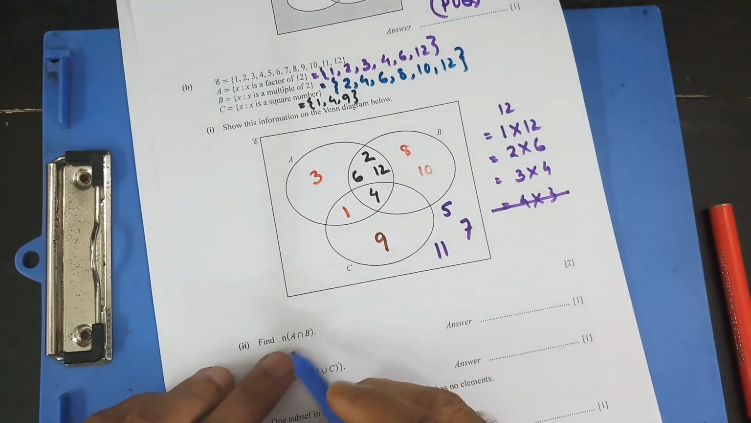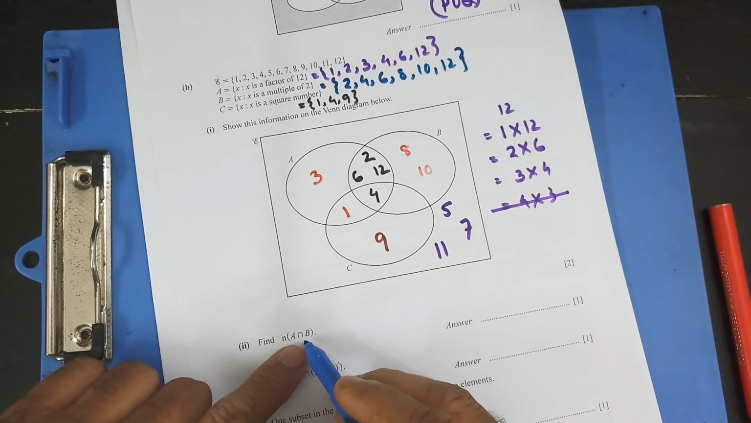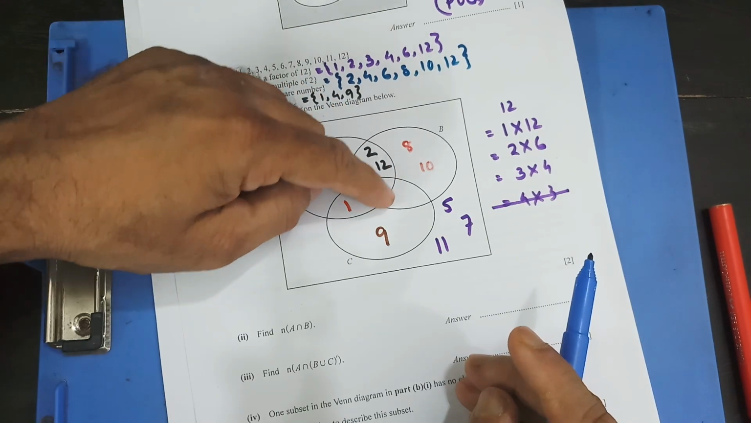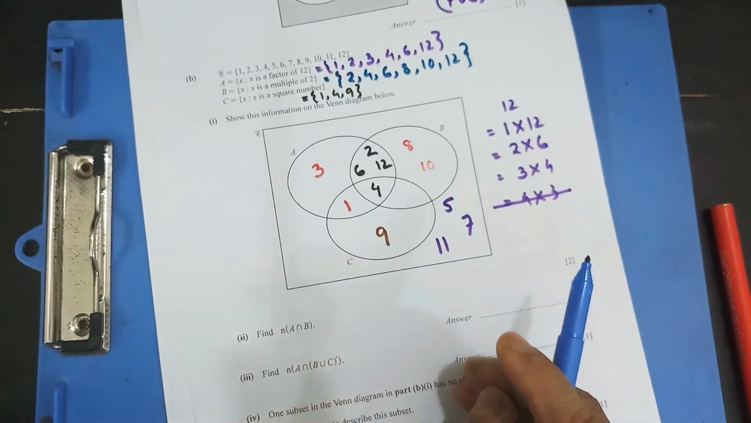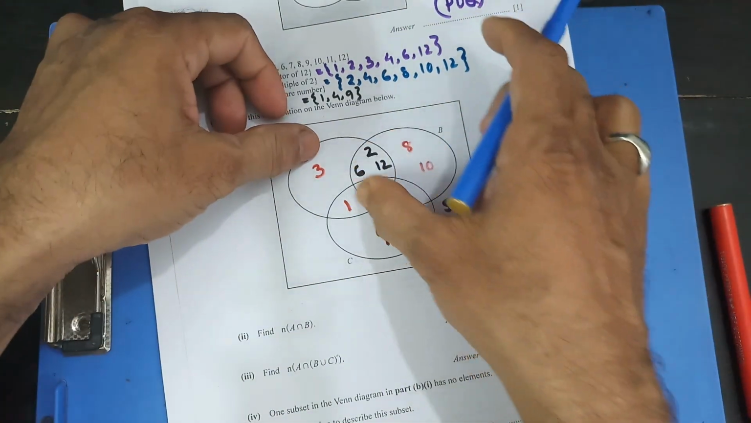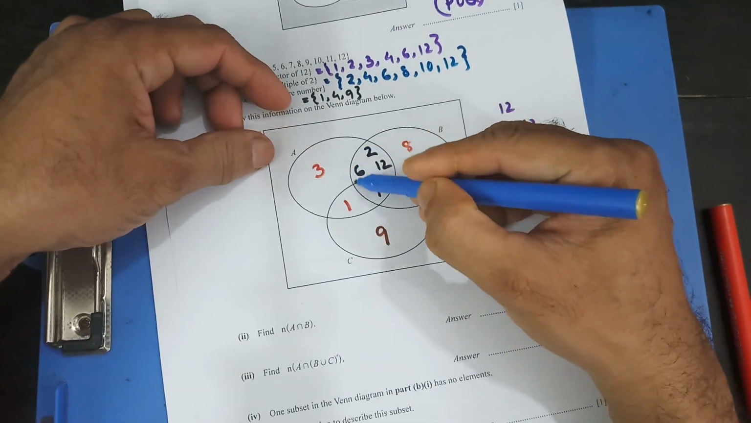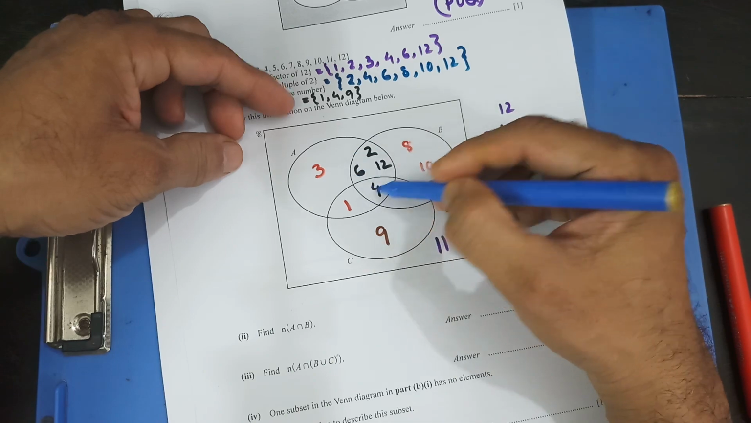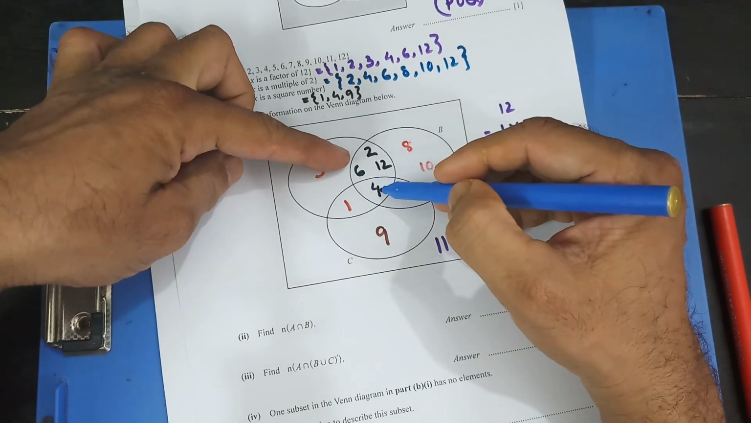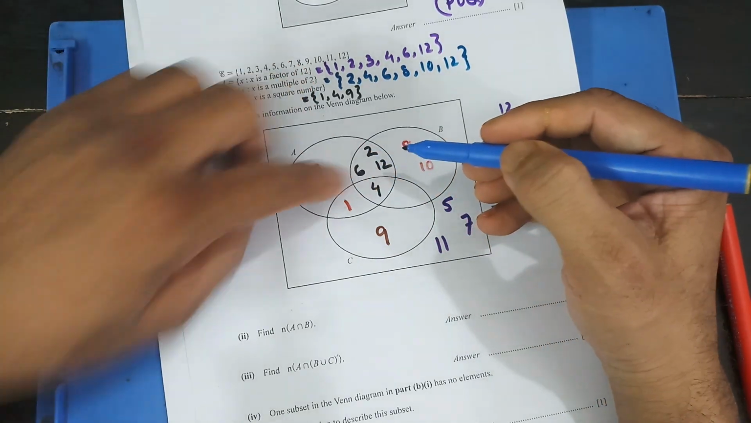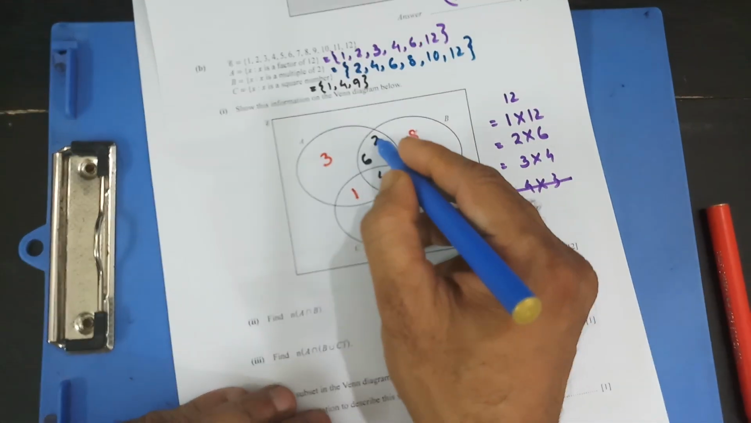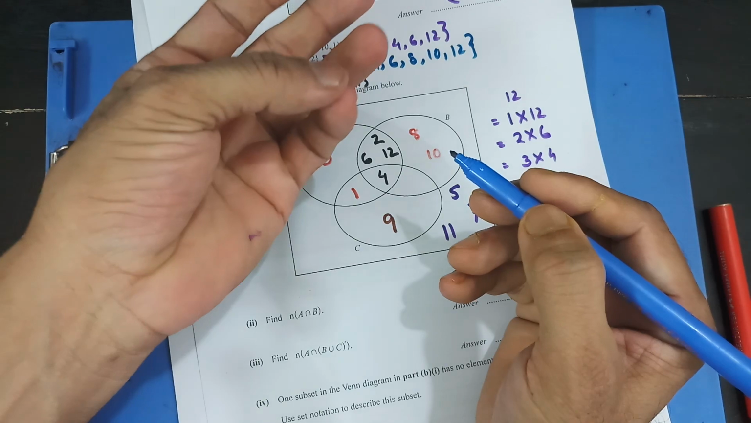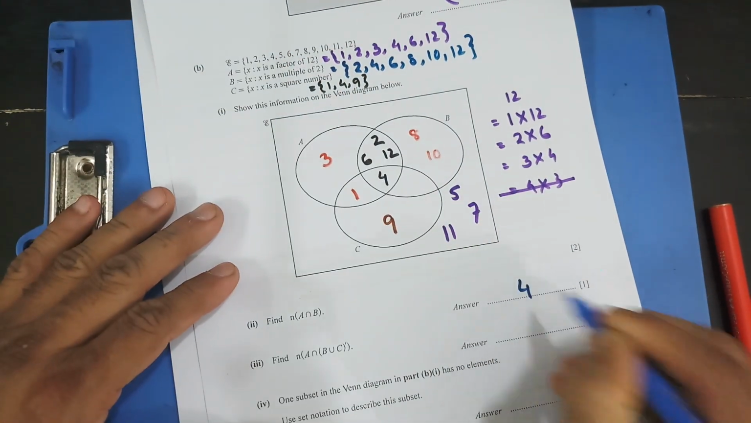Now it says to find the number of elements in A intersecting B. Now I know this region belongs to both A and B. They didn't talk about C, so I'm not worried about that. But this particular region over here, I hope you can see that it has 2, 6, 12, and 4. There are 4 elements, and they're asking how many elements are in this region. So I can see 2, 4, 6, 12. So there are 4. All I need to do is write down 4.